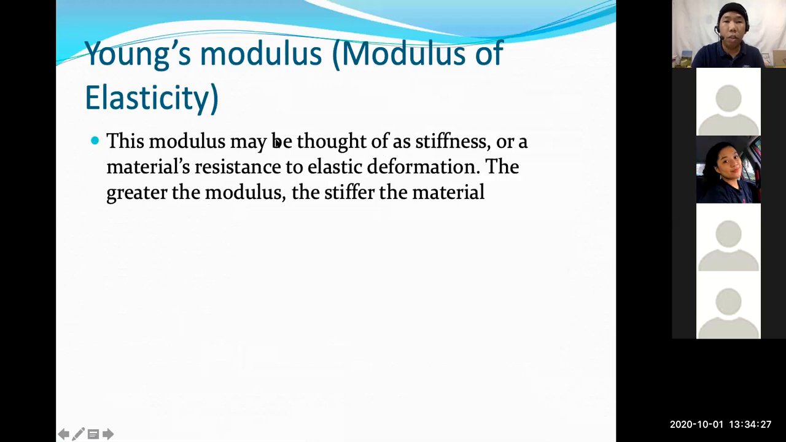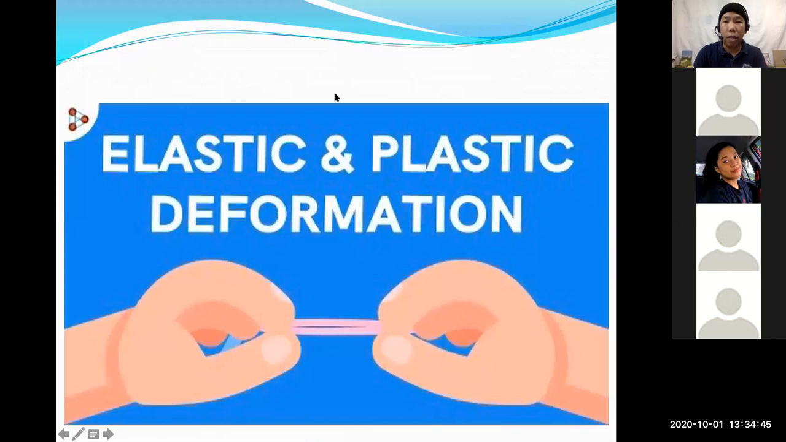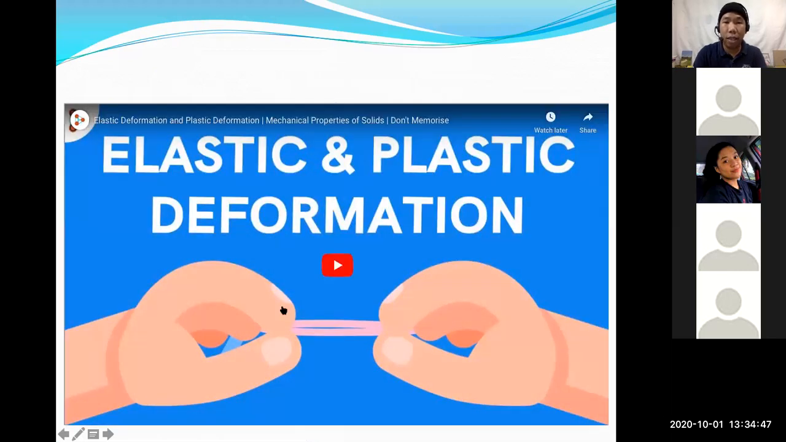Okay, so Young's modulus or the modulus of elasticity may be thought of as stiffness or the material's resistance to elastic deformation. So the greater the modulus, the stiffer the material is. Now let's watch the video about the elastic and plastic deformation.